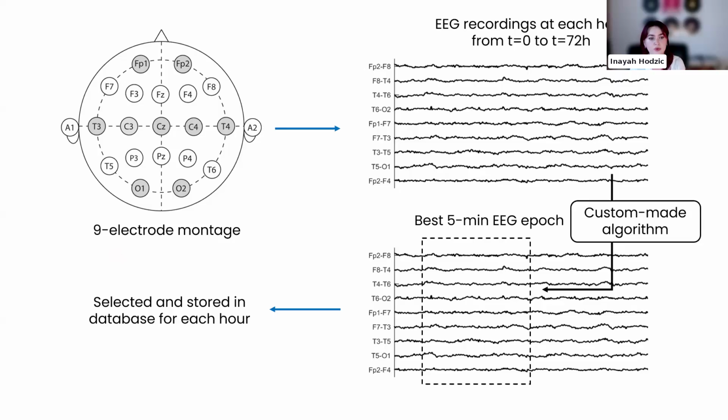And then we also repeated this for our 4-electrode montage. So for our 4-electrode montage, we selected certain channels, as you can see here in gray, from the original 9-electrode recordings that we had. And once we had our pre-processed EEG data stored in this particular database, we could start looking at our deep learning model.